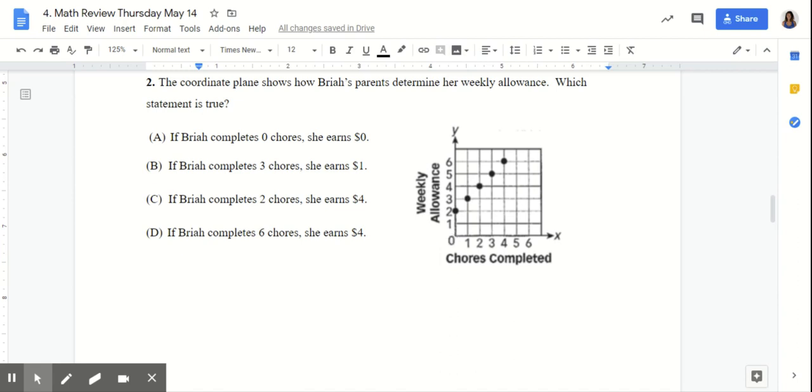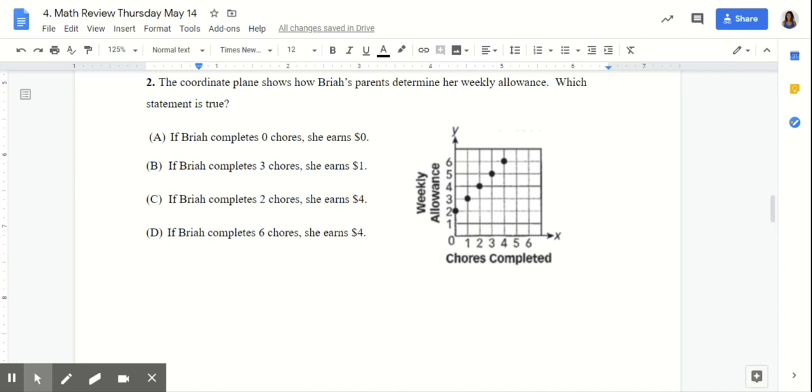B, if Bria completes 3 chores, she earns $1. Let's find out what 3 chores is at. So 3 chores right here. Now, how much does she earn when she does 3 chores? She earns $5 when she completes 3 chores, not $1. So if she earned $1 for the 3 chores, her labeled point would be down here.